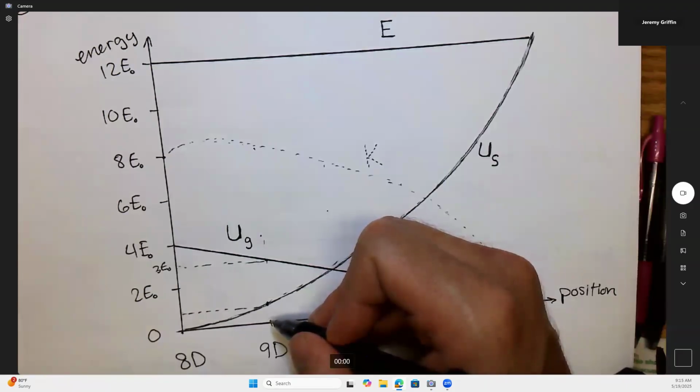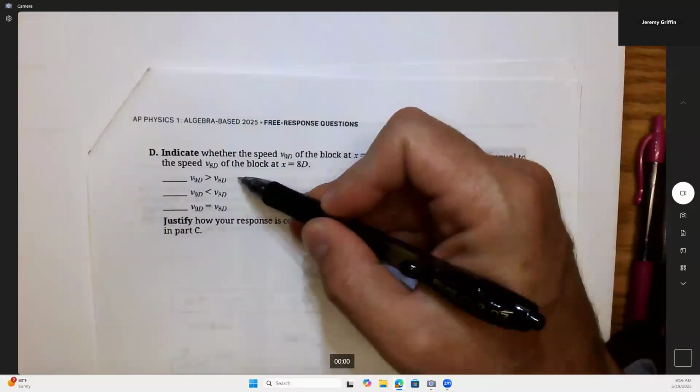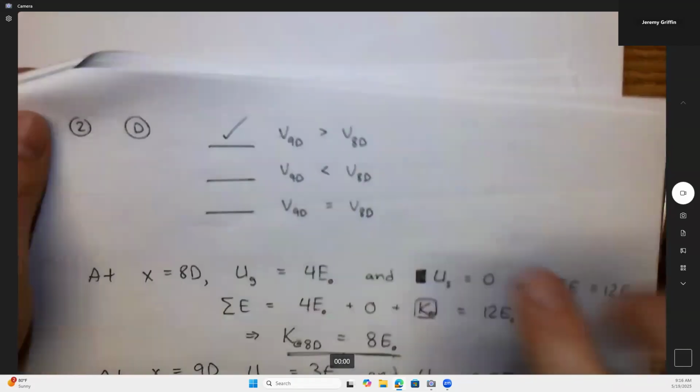So where is it going faster? It's got to be at 9D, which would be this first box right here. It's got to be going faster. That's why I check right here. And did they say justify that? Yeah, justify how it's consistent with those energy curves, which is kind of what we've been doing.